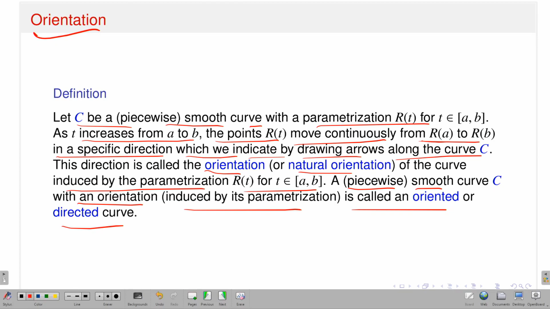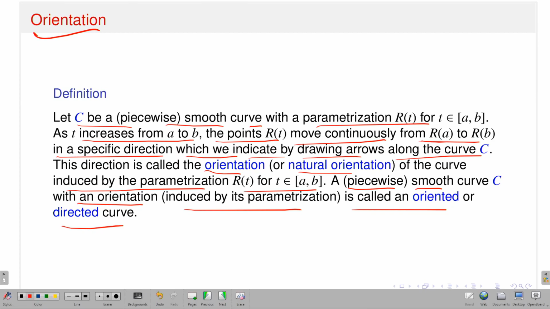So if I have a curve C given in some n-dimensional Euclidean space, it will have a parameterization, and if t varies from a to b, if I have a smooth curve in R^n and the corresponding parameterization is capital R. So if t increases from a to b, then R(t) varies in the curve in the n-dimensional Euclidean space, and it will follow some path or some direction. So that is what I am calling the orientation, or natural orientation.